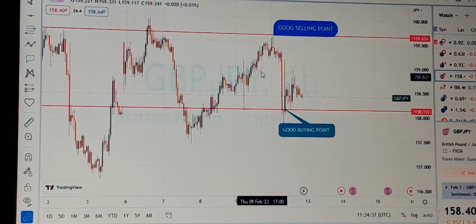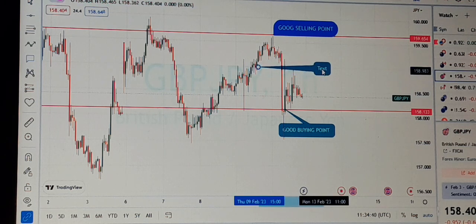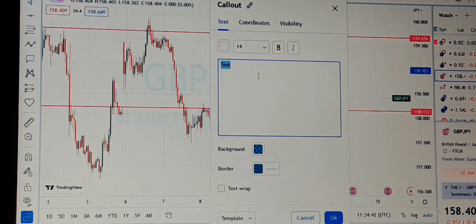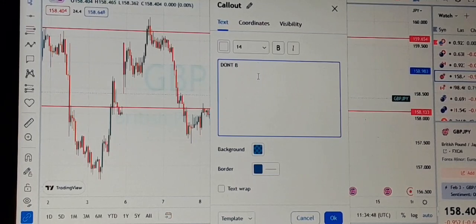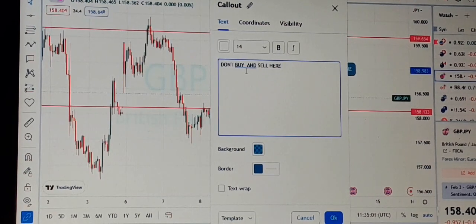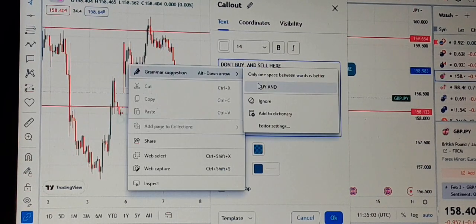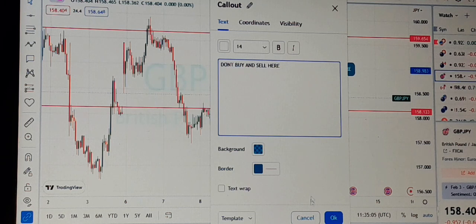Let me put another chart box here and put here: don't buy here, and don't sell here. Don't buy and sell here. Okay.